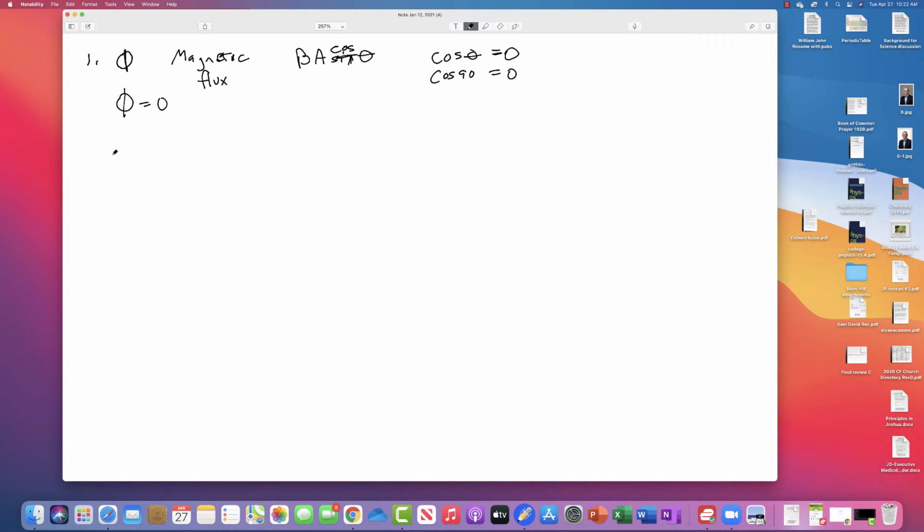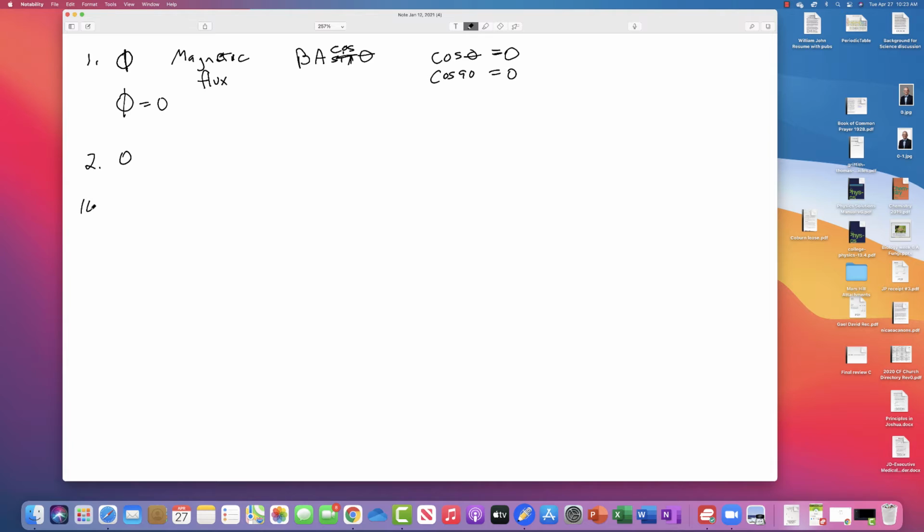Problem number 2 is exactly the same. It states the following: what is the value of the magnetic flux through the coil in figure 2356B, which is on the right, due to the wire? Again, these two are at right angles to each other, and therefore the answer to number 2 is also 0.